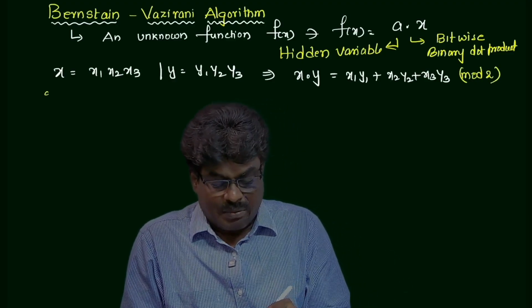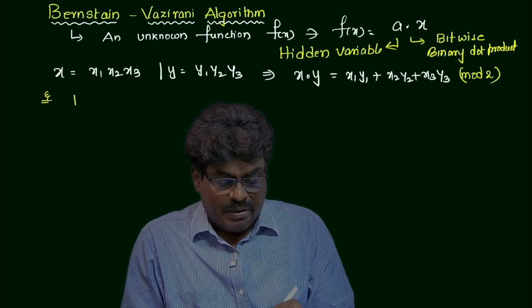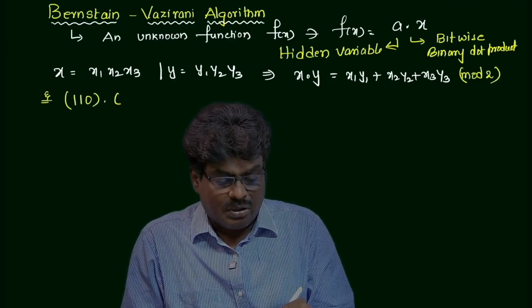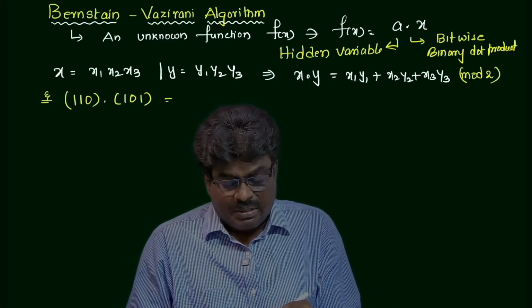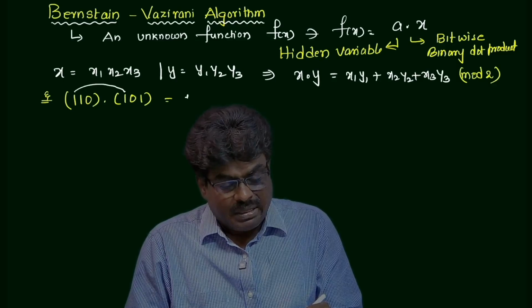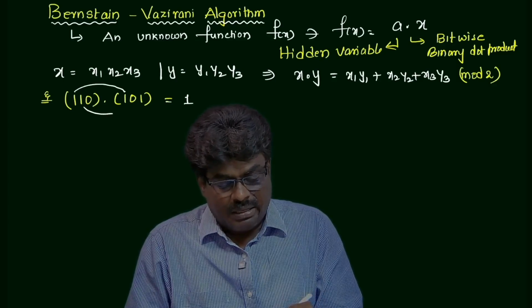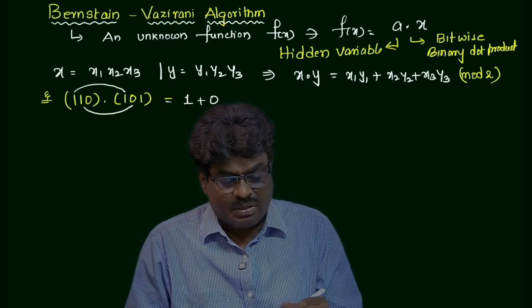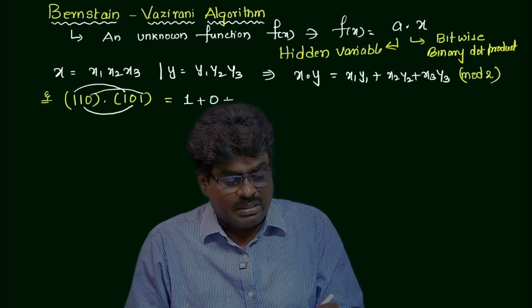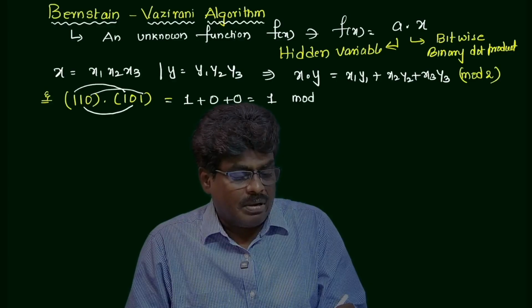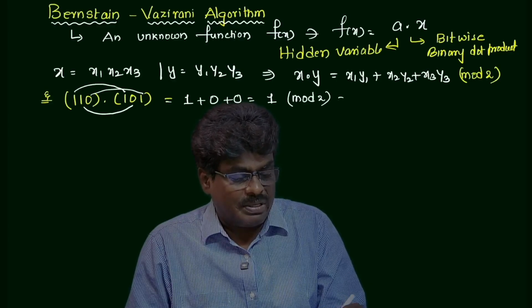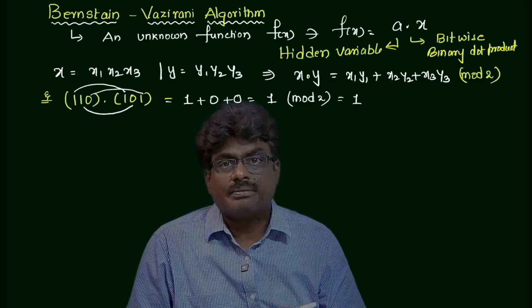So let us take one more example here. Here I have 110 dot 101. Simple, take the first qubit and first qubit, that is 1, and the second qubit and second qubit, that is 0, plus third and third, that is also 0. Here it is 1. After taking this mod 2 operation, here we'll get a 1 only.